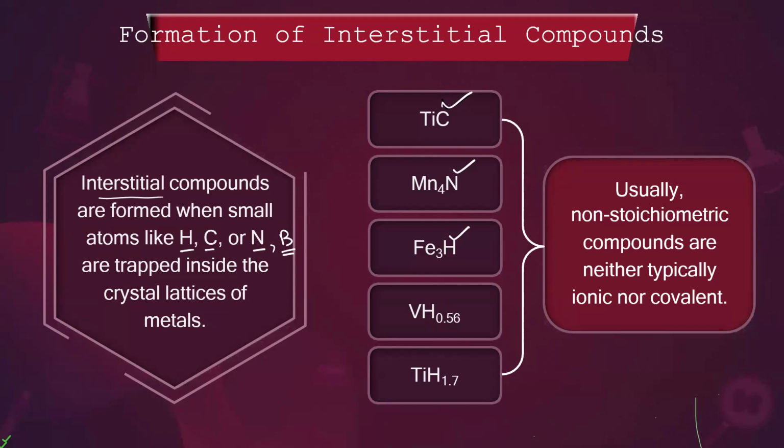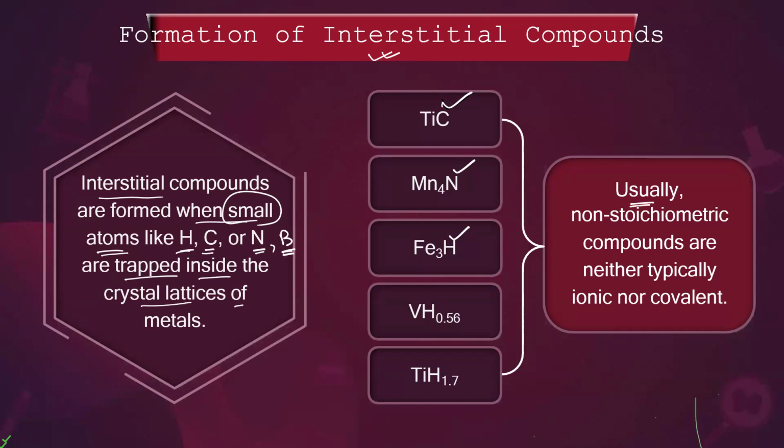Interstitial compounds are formed when small atoms like hydrogen, carbon, nitrogen, boron are trapped inside the crystal lattice. These are called interstitial compounds. Okay.